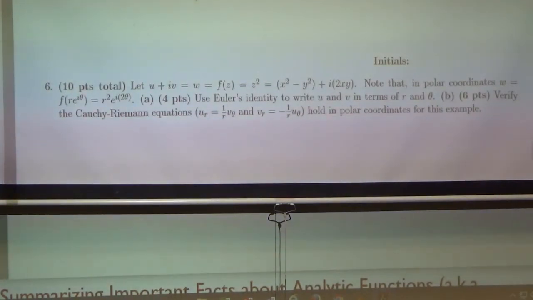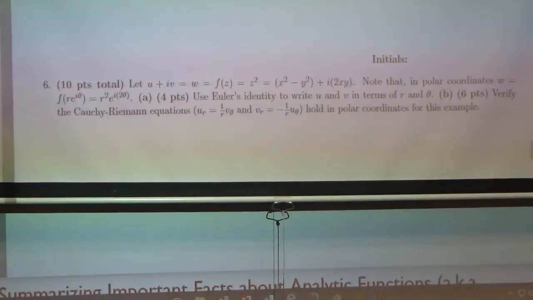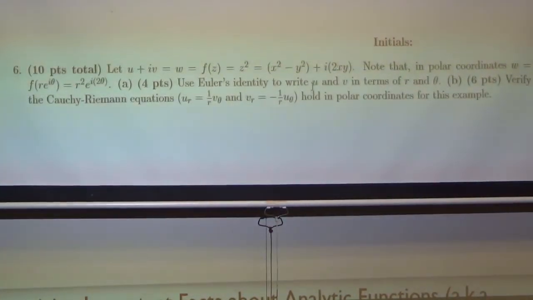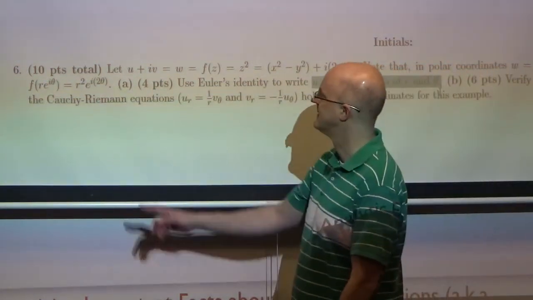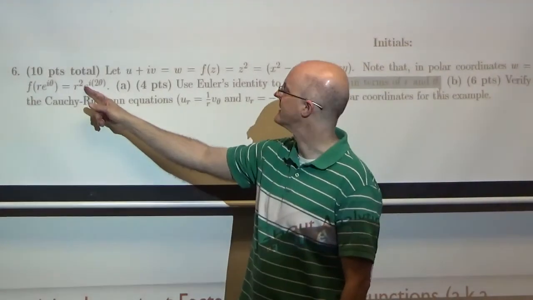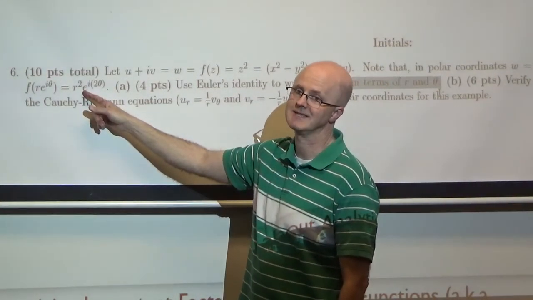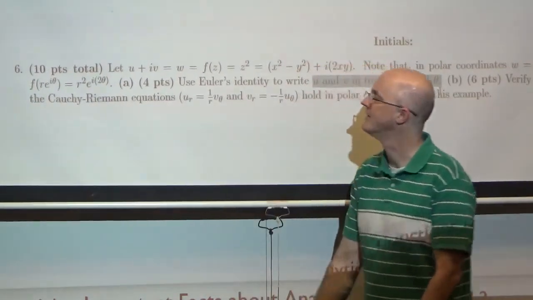Cauchy-Riemann equations in polar coordinates for this one. First, you have to write u and v in terms of r and theta. People had more trouble with this part A than I expected. Just expand this: r squared cos 2 theta for the real part, r squared sine 2 theta for the imaginary part.